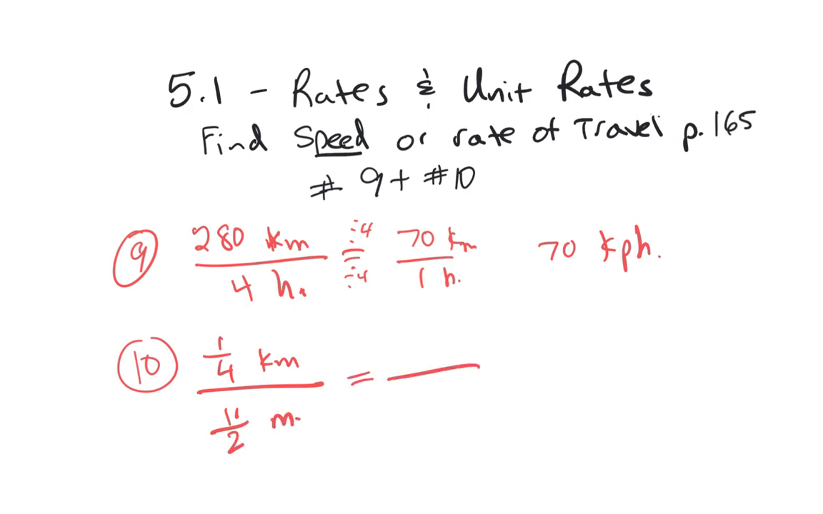And to find the unit rate of that, I need 1 minute. How do I go from 1/2 to 1? Just multiply by 2. And so 1/4 times 2 is 2/4 kilometers in 1 minute. 2/4 is equal to 1/2. So this is 1/2 kilometers per minute, not per hour on that one.